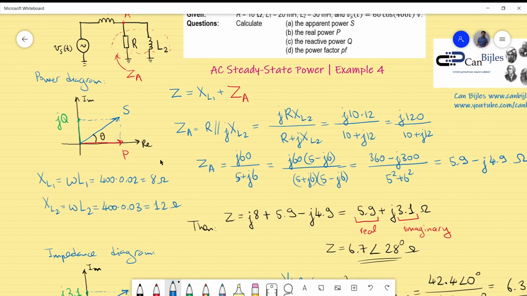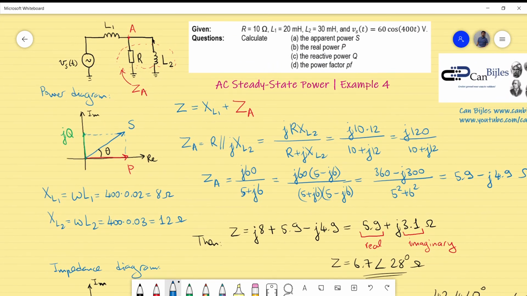Again, it is not complicated if you just recognize that you can reduce this parallel combination to one impedance, and the procedure is exactly the same as actually for example 1 and other examples.